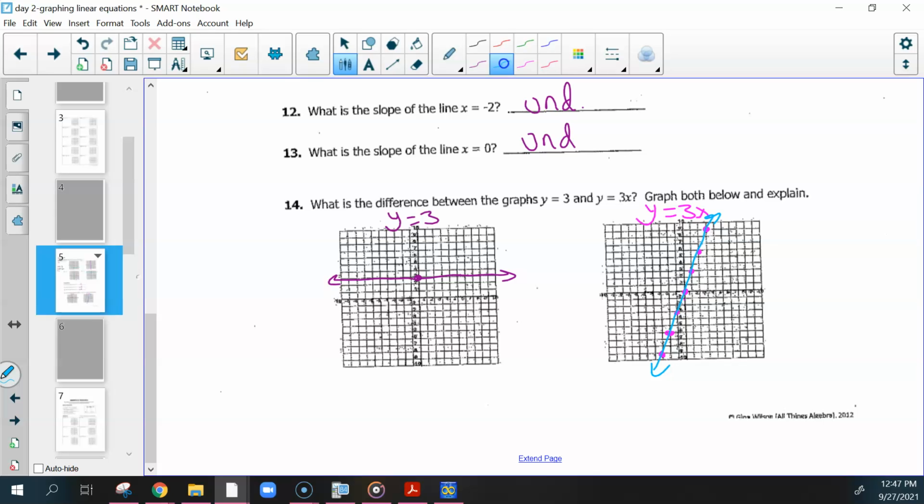Okay. What are some other differences between these two graphs? We know that one was a numerical slope, one was 0. Okay, so one's strictly horizontal, one's diagonal.